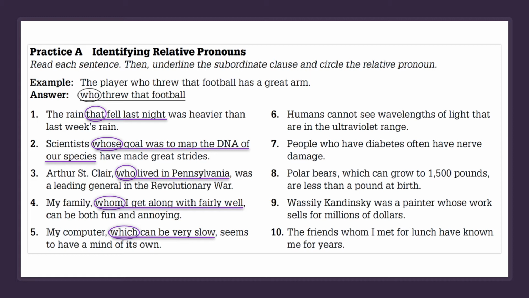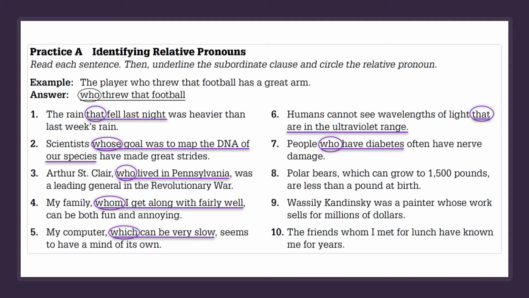Then there is the added information using the relative pronoun: that are in the ultraviolet range. So from that to range is the subordinate clause, and the relative pronoun is that. Number 7, people who have diabetes often have a nerve damage. So, people who have diabetes, I'm adding information.